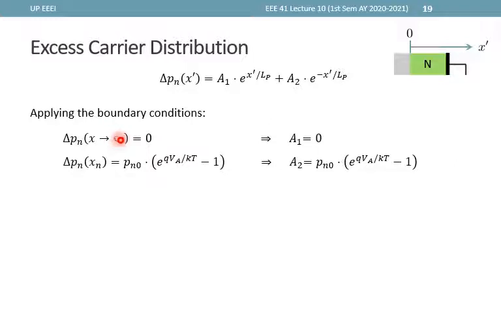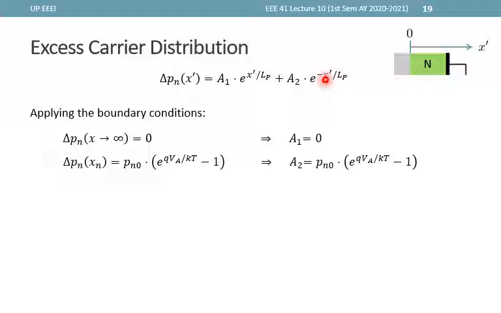So if they exist as x approaches infinity is 0, then therefore this exponentially increasing term must be non-existent. So this must be not here. So a1 is equal to 0. And we therefore are left with equating Pn naught e raised to qVa over kT minus 1 at this side is equal to a2 times e raised to minus x prime over Lp.